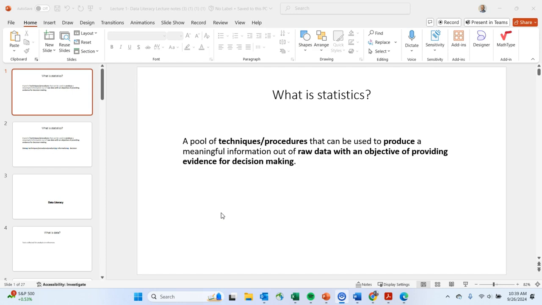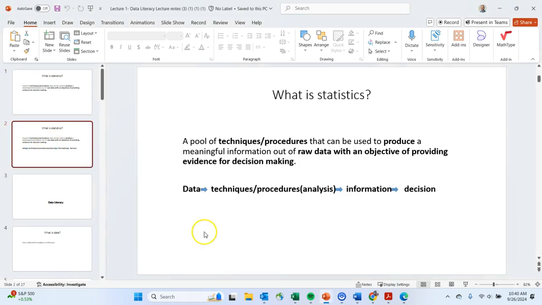Hi guys, welcome to our first lecture, and this lecture talks about the term statistics. We define statistics as a pool of techniques, procedures, or methods that can be used to extract meaningful information out of raw data. And this information will be used as evidence for any decisions that we would like to make.